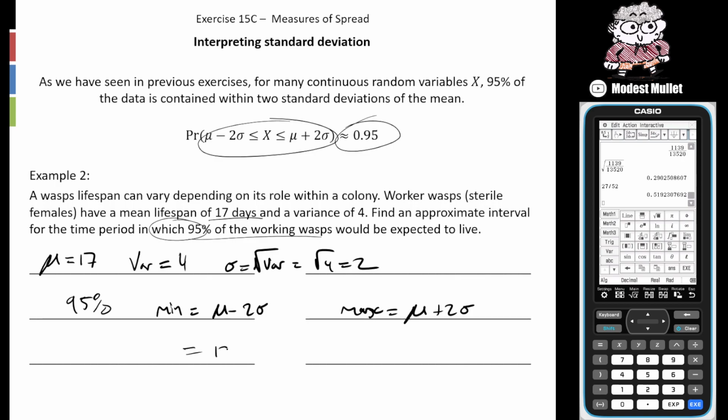So we get 17 take away 4. We get 17 plus 4. 2 times 2. So we get 13 and we get 21 days. So we would expect, again, worded question, we now will write a worded answer. We would expect 95% of the worker wasps to live between 13 and 21 days.